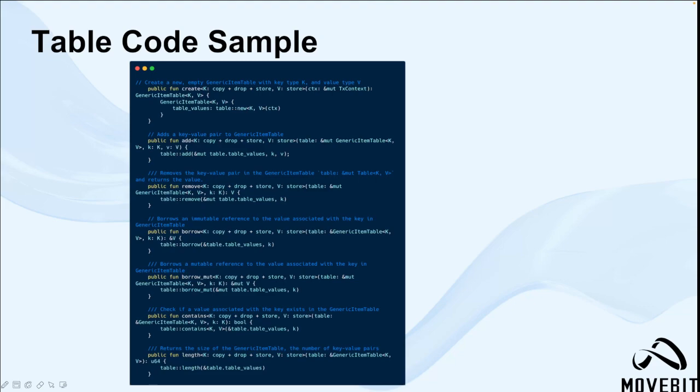And the borrow function borrows a reference to the value associated with a given key K in the generic item table. The borrow mutable function basically just borrows a mutable reference to the value associated with the given key. And the contains function will check if a value associated with the given key K exists in the table and returns a boolean indicating the result. Finally is the length function. This function returns the size of the generic item table, which corresponds to the number of key value pairs it currently contains.